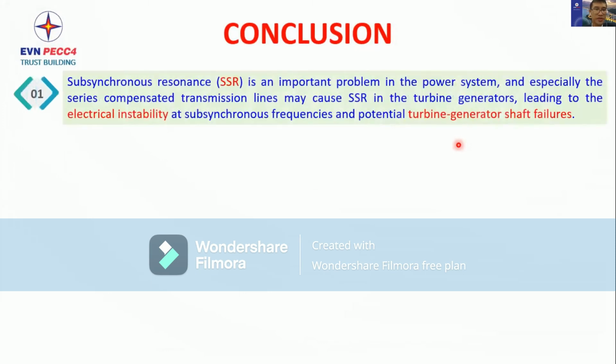So I would like to come to the conclusion. The first one is that SSR is an important problem in the power system, and especially the series compensated transmission line might cause SSR in the turbine generators, leading to electrical instability at sub-synchronous frequencies and potential turbine generator shaft failure.